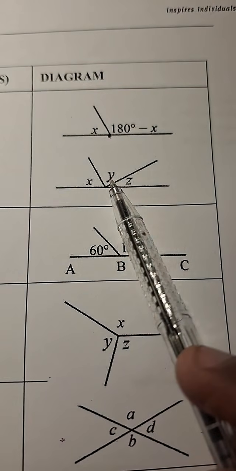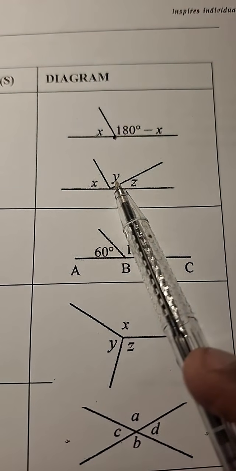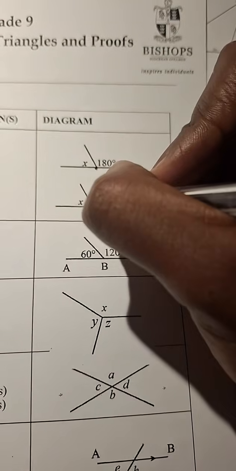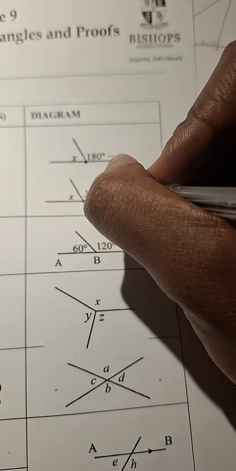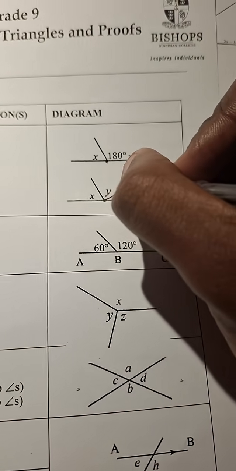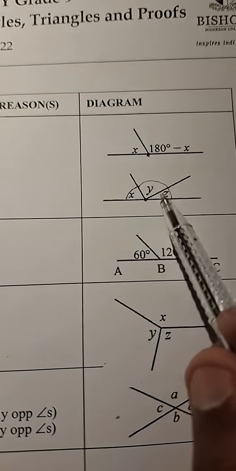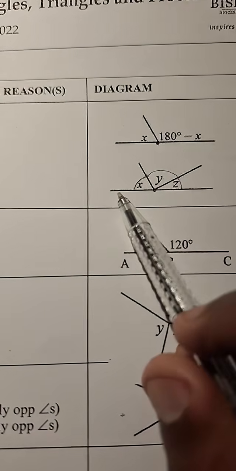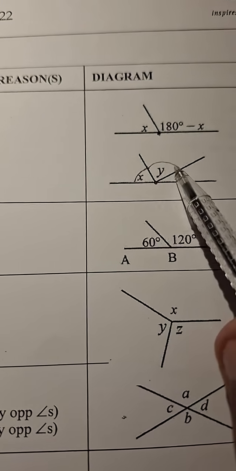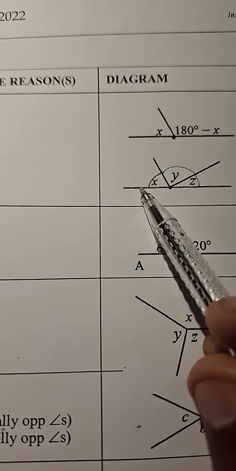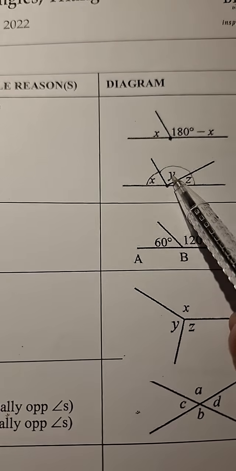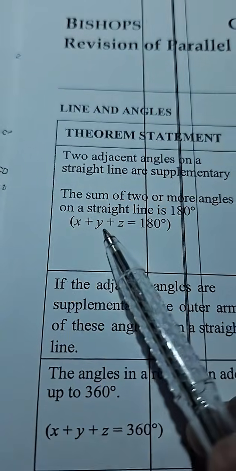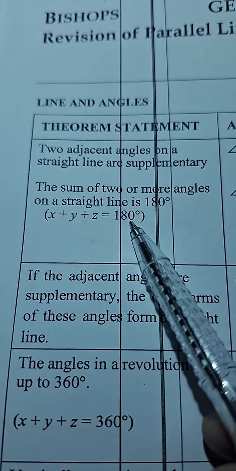Here is another situation where we have angles on a straight line. This here is the common vertex. So from here to there, z. From there to here, y. From here to there, x. The angles together are lying on a straight line, and they complete a protractor, 180 degrees. That's why we say z plus y plus x. X plus y plus z is 180 degrees.